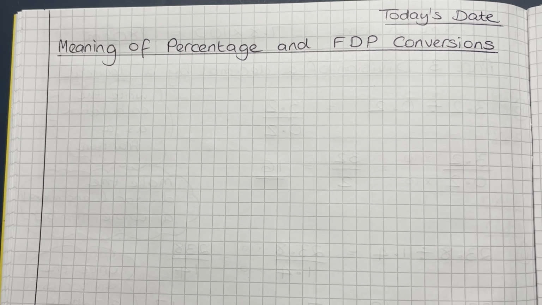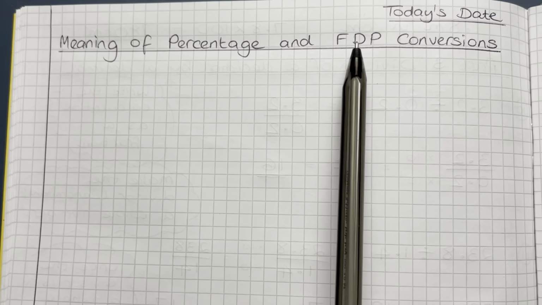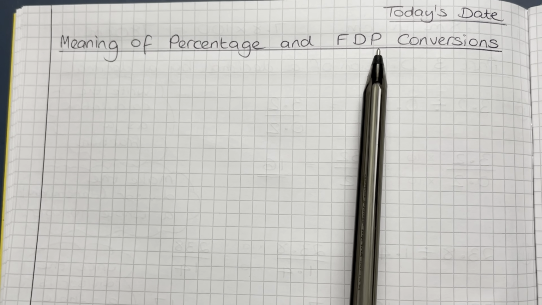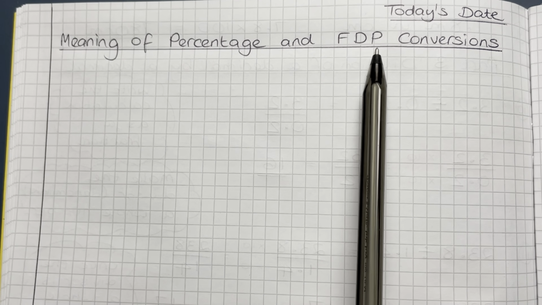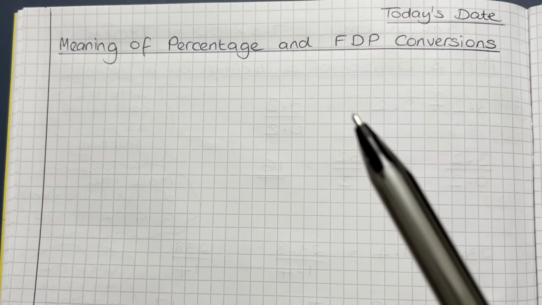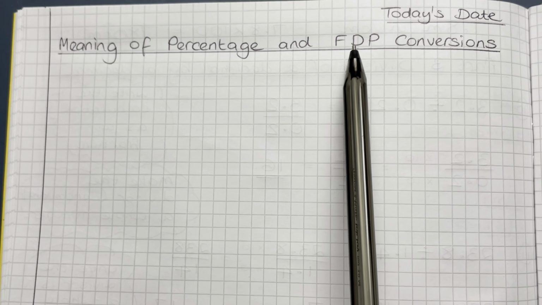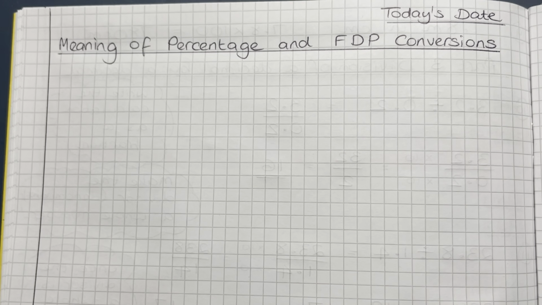Hi there, today we're going to be looking at percentages. We're going to start with looking at the meaning of percentage, and then we're going to be looking at some conversions between fractions, decimals and percentages. You'll see the three-letter acronym FDP quite often when it comes to fractions, decimals and percentages.